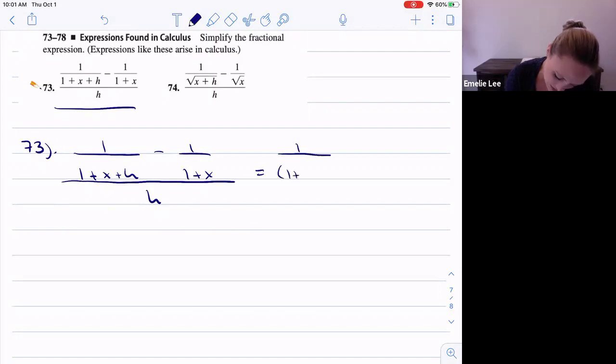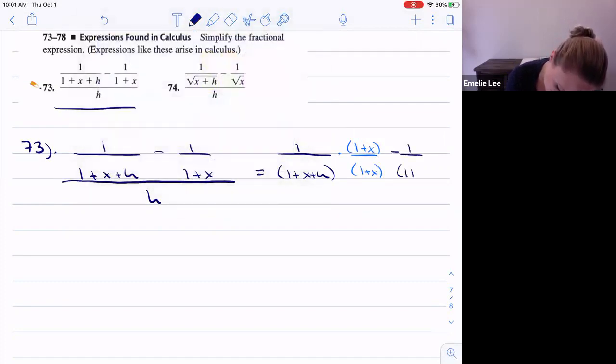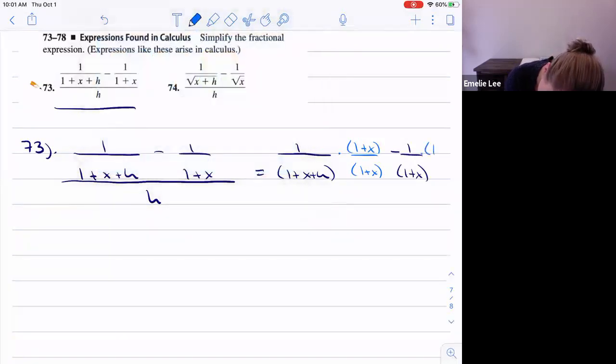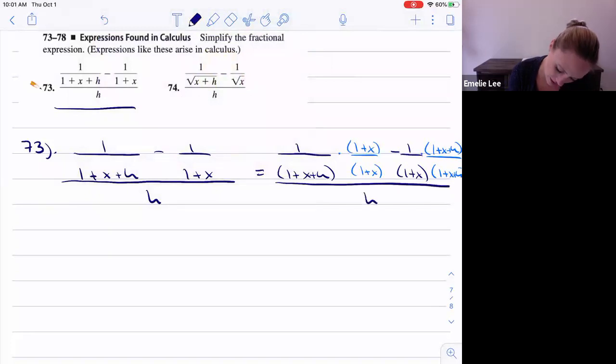1 over 1 plus x plus h times 1 plus x over 1 plus x, minus 1 over 1 plus x times 1 plus x plus h, trying to squeeze it in here, divided by h.